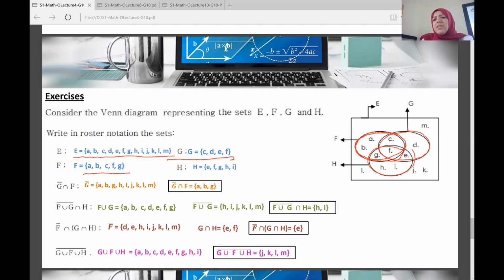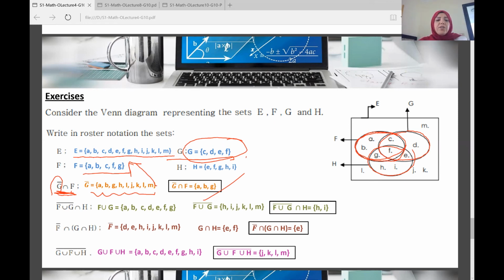Now I might ask you about some sets to find, like for example, G bar intersection F. So the first thing you have to find is G bar. After finding G bar, you find the intersection of G bar with F, which is A, B, G. Again, when I say G bar, I mean all the elements that are found in E, which is the universal set, but they are not found in G. So G is C, D, E, F, then G bar is A, B, G, H, I, J, K, L, and M.